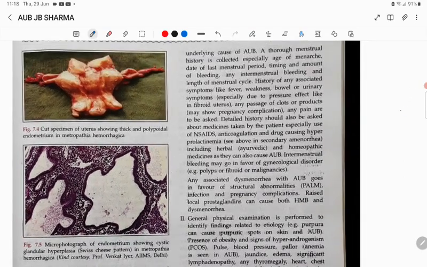This is the gross specimen of the uterus showing thick polypoidal endometrium in metropathia hemorrhagica. The microphotograph of the endometrium showing cystic glandular hyperplasia, Swiss cheese pattern, in metropathia hemorrhagica.